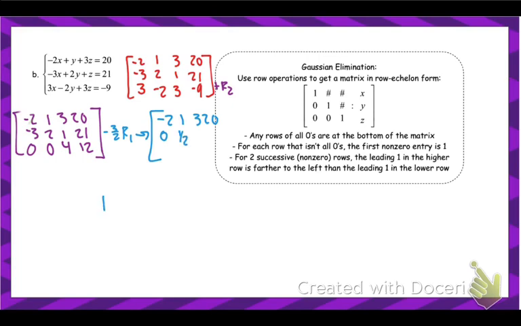All right, 1 minus 3 times 3 over 2. So that's 1 minus 9 over 2. So that's going to be a negative 7 over 2. And then the last one, I've got 21 minus 3 over 2 times 20. So that's going to be 21 minus 30, which is a negative 9. Bottom row did not change. And that's where we are.